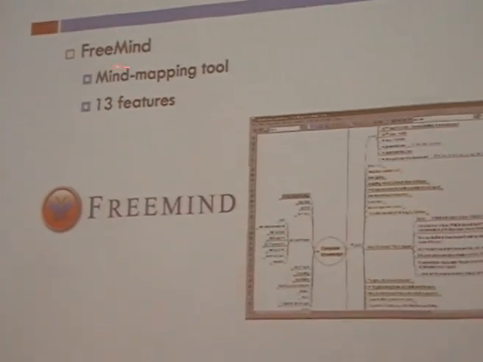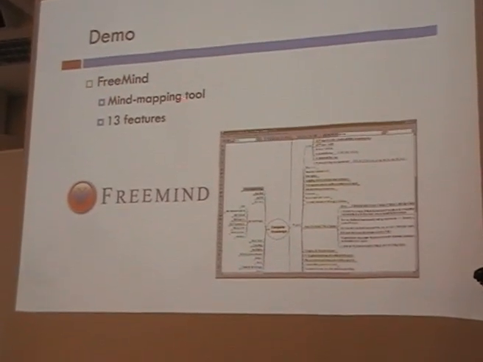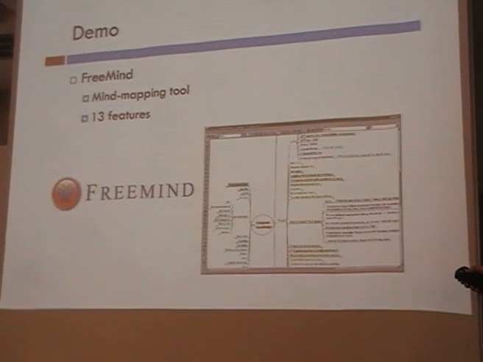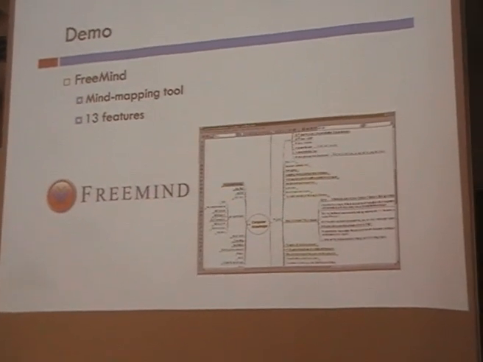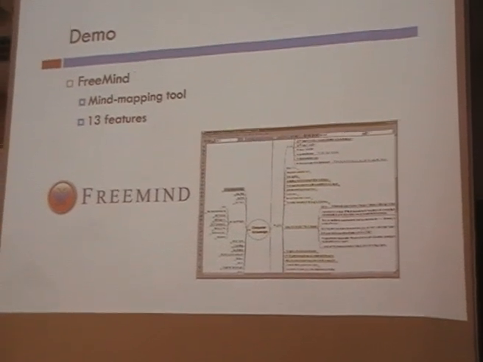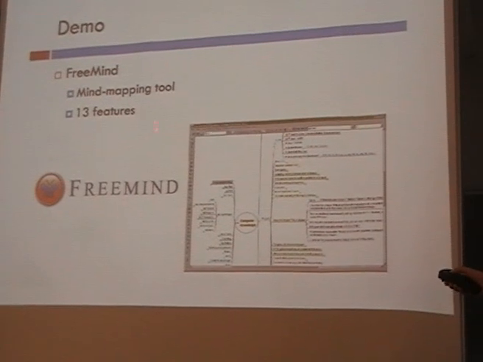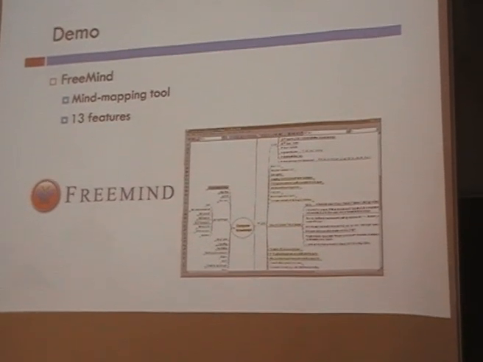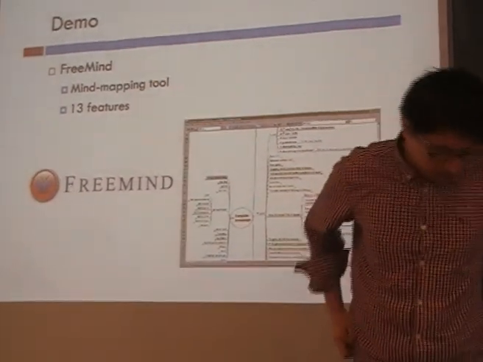In the demo, I will show you how to analyze the features of this mind mapping application called FreeMind. I will just take a very early version of it because it's very simple, so it will not be overly complex to show for the purpose of this demo. In the version that I will analyze, it has 13 features. Okay, let's do that.